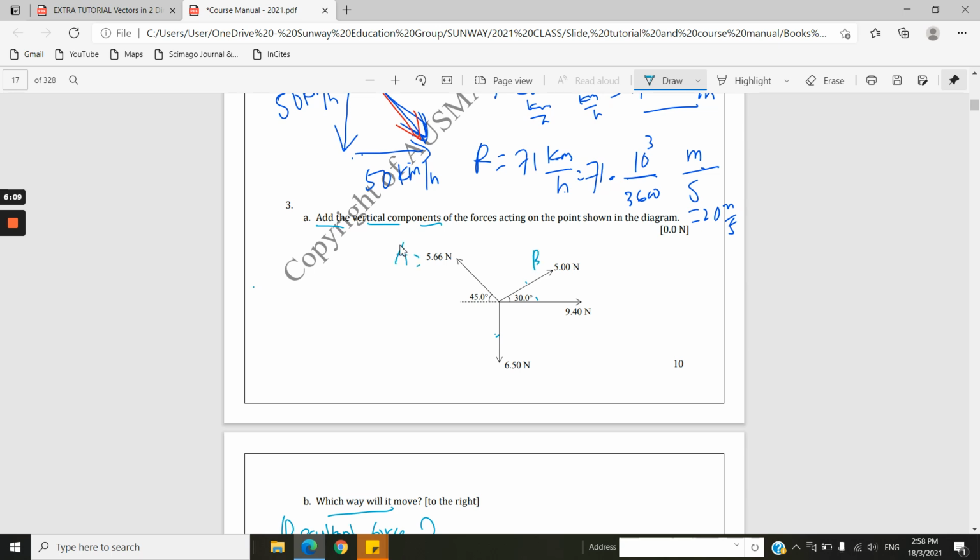I just give the name because it will make my life easier. So I need to resolve ax, ay, bx, by, cx, cy, dx, dy. Then I add the x component and y component, then I can answer all this. Okay, ax. So a is this length. Take your a out. So a has 45 degrees here. So you just resolve this a up, left. So this a has ax, this a has ay.